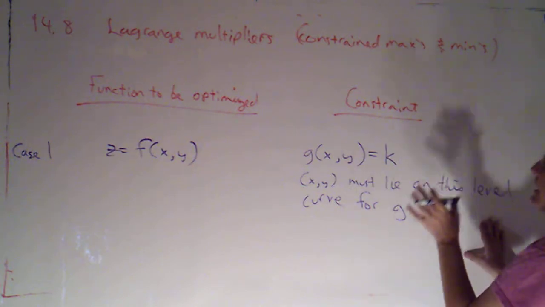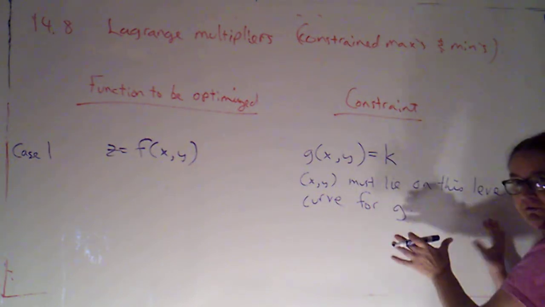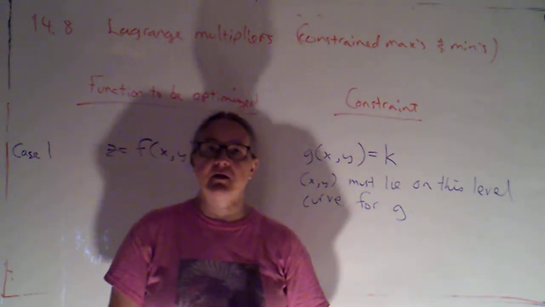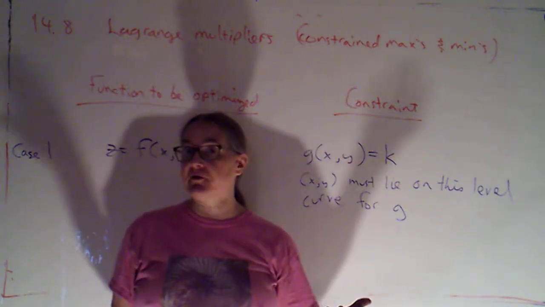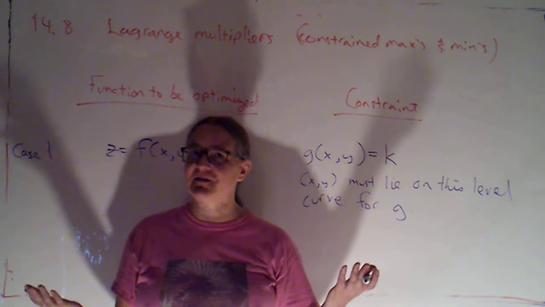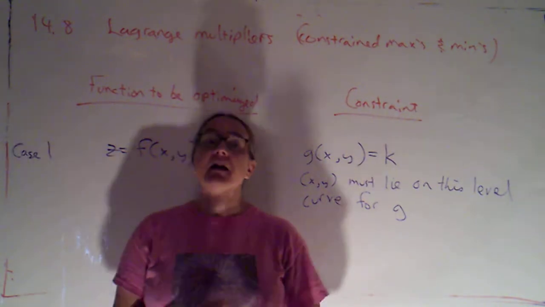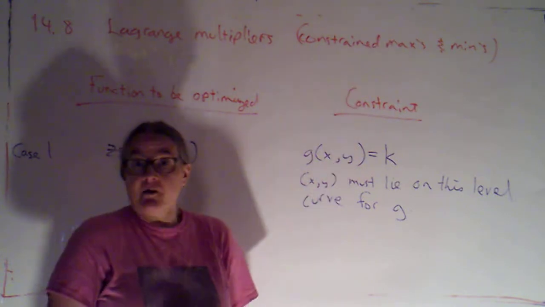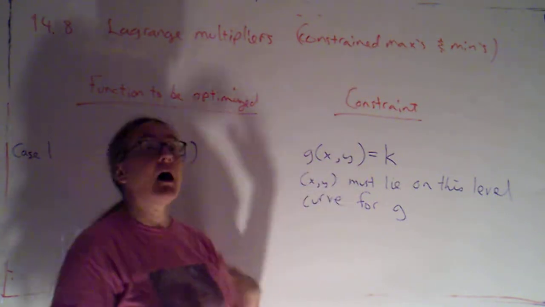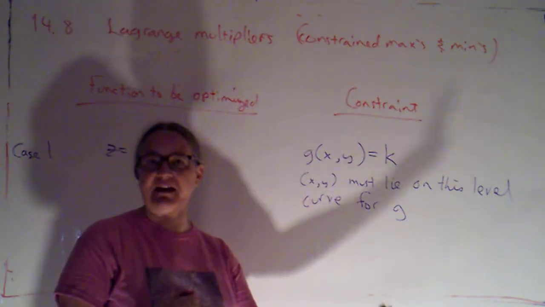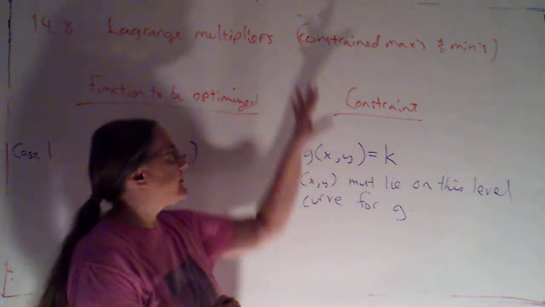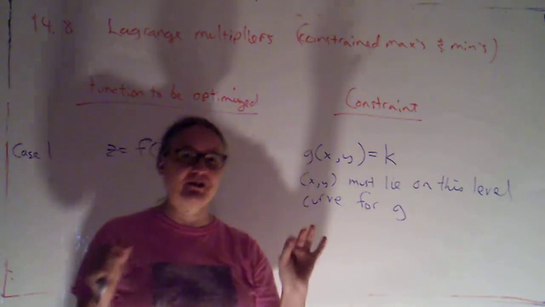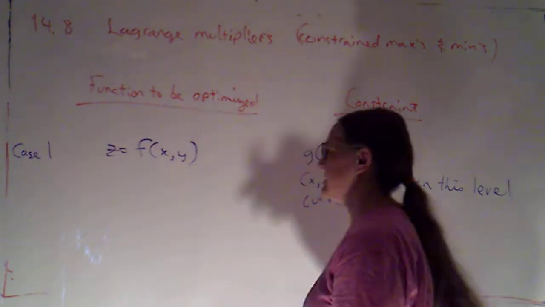Obviously, if this curve is closed and bounded, and my function is continuous, then the extreme value theorem will kick in, and we will be ensured that there is a max and min. If my level curve is not closed and bounded, and very often they aren't, then a max or a min may or may not exist. So this is a technique for finding maxes and mins if they exist. It's not a theorem about guaranteeing that they exist.